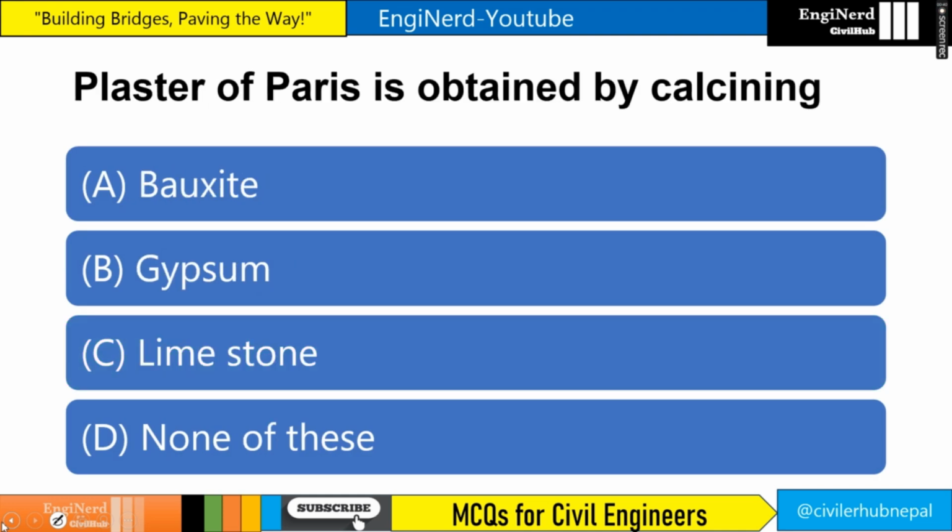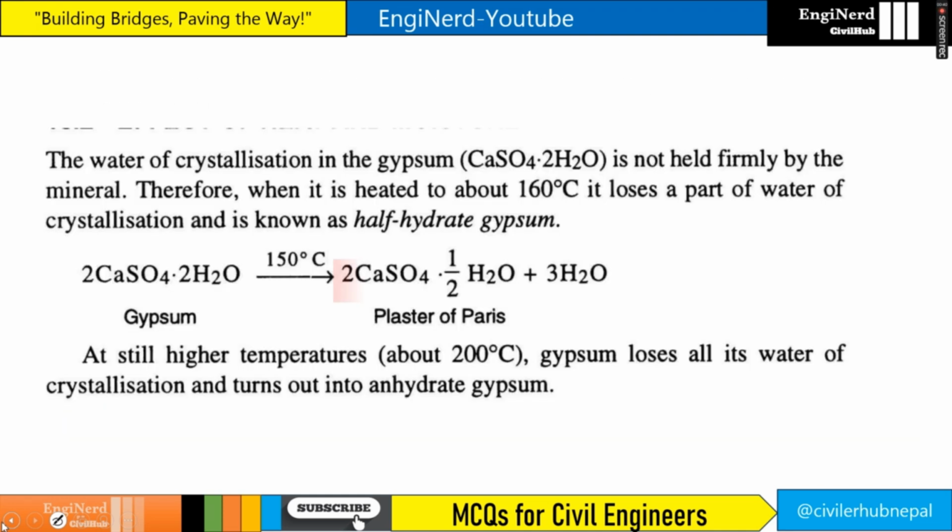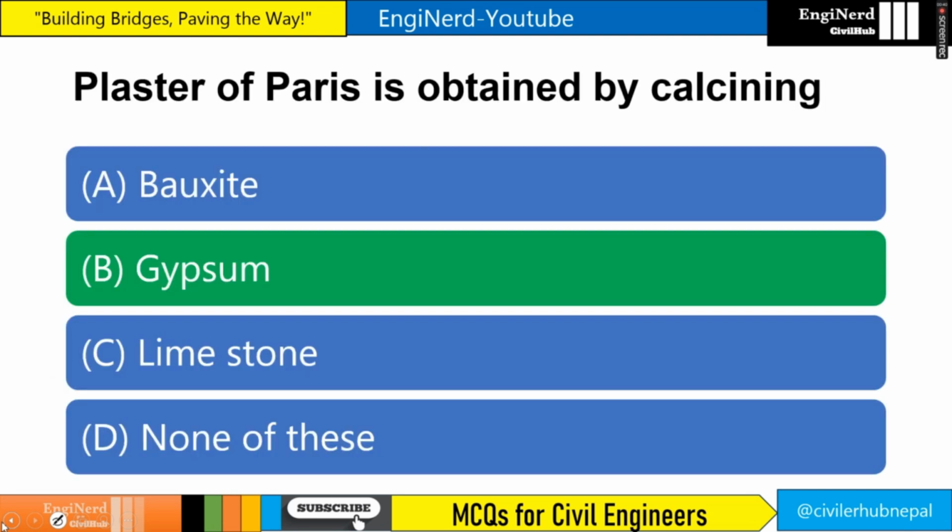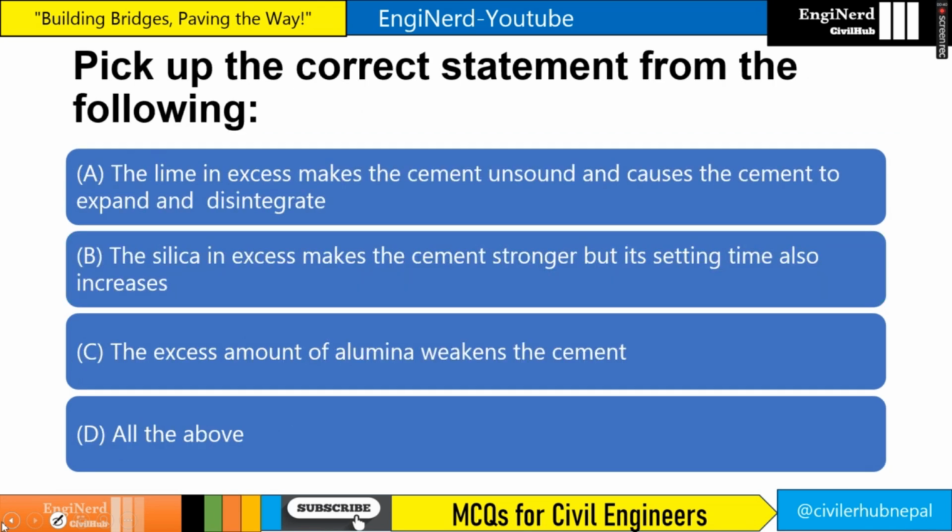Plaster of Paris is obtained by calcining what? Gypsum, right? So if you see here, gypsum, if calcined at 150 degrees Celsius, gives us plaster of Paris, that is half hydrate gypsum, CaSO4 dot half H2O. The answer is gypsum.